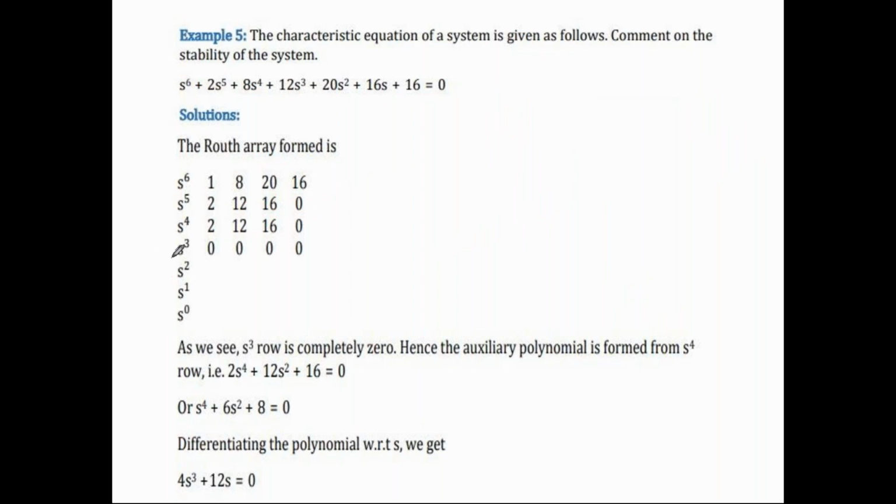Next, the s cubed term. For the s cubed term you will get 2 into 12 minus 2 into 12, divided by 2, so 0. So everything is 0. Now, when the entire row becomes 0, what do we have to do? We have to consider the auxiliary equation. The auxiliary equation is nothing but the row above the 0 terms. So we need to form the auxiliary equation using these coefficients.